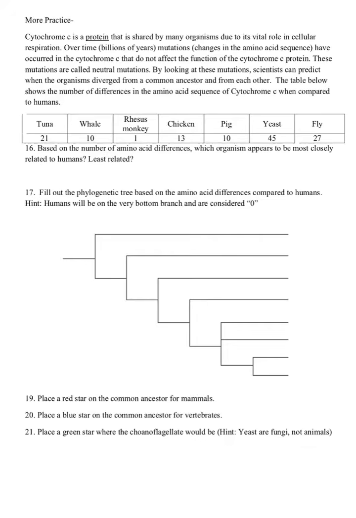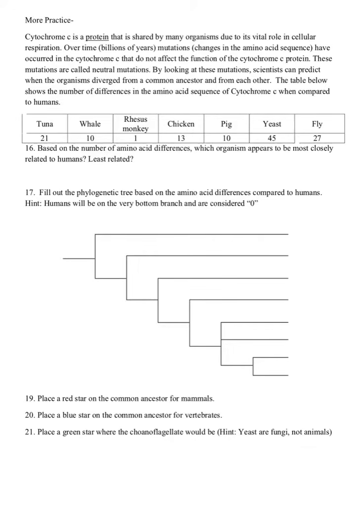The table below shows the number of differences in the amino acid sequence of cytochrome C when compared to humans. So, based on the number of amino acid differences, which organisms appear to be most closely related to humans, and which ones are least related?